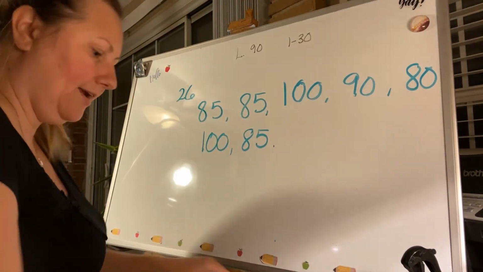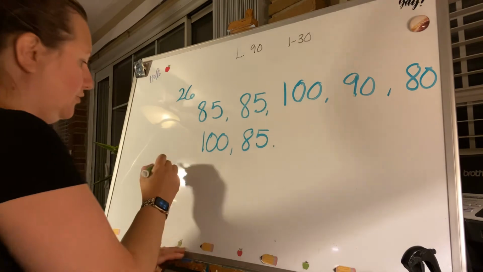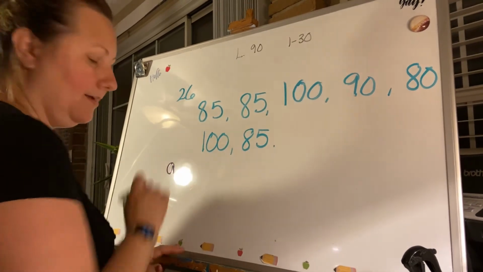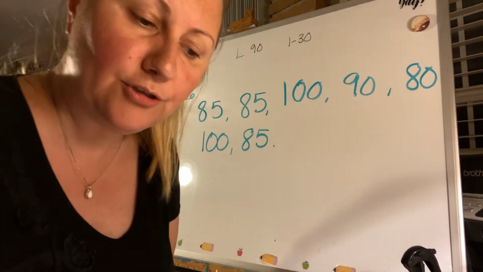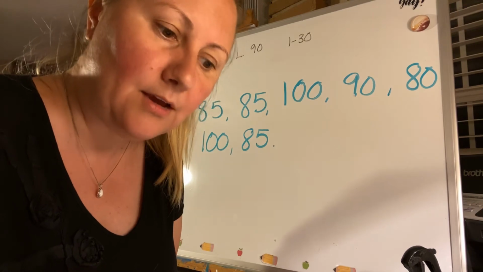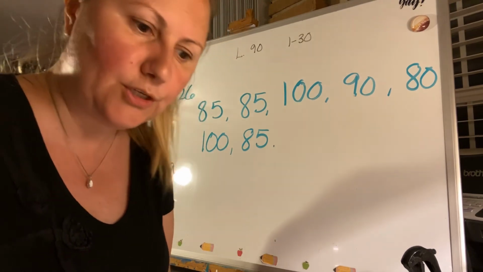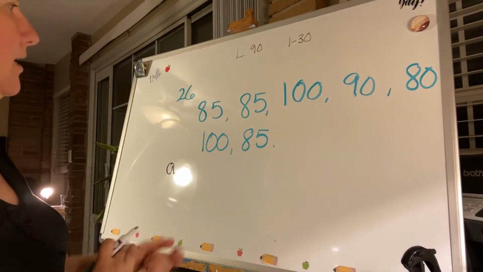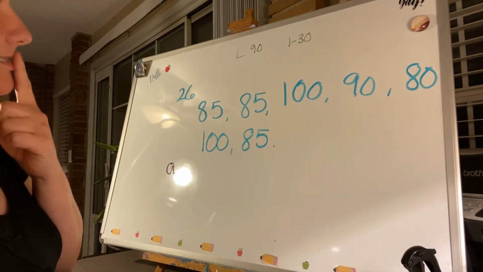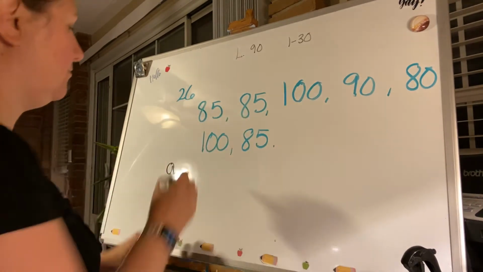In letter A, I think I'll switch to another color. Letter A says rearrange the scores so that the scores are in order from lowest to highest. Okay, let's write it lowest to highest. I see 80.